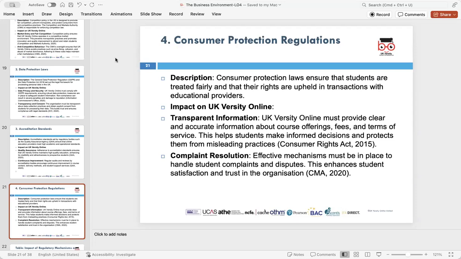Complaint resolution: effective mechanisms must be in place to handle student complaints and disputes. This is important for enhancing student satisfaction and trust in the organization. By having a clear, efficient process of addressing grievances, Varsity Online demonstrates its commitment to student welfare and continuous improvement. This also ensures compliance with consumer protection regulations, which require that students have a means to resolve issues fairly and promptly.